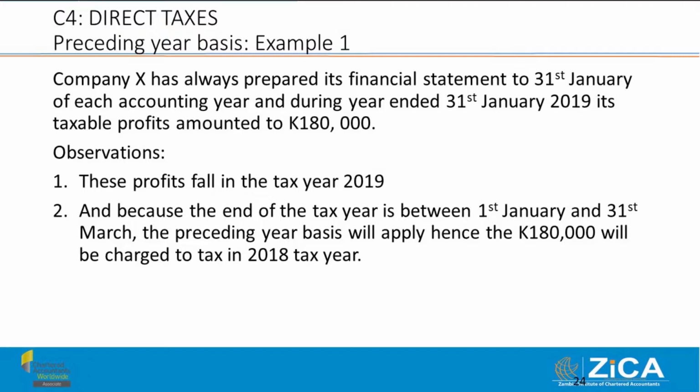Company X has always prepared its financial statements to 31st January of each accounting year. And during the year ended 31st January 2019, its taxable profits amounted to 180,000. Our observation here is that these profits clearly fall in the tax year 2019. And because the end of the tax year is between 1st January and 31st March, the preceding year basis will apply, hence the 180,000 will be charged to tax in 2018. That's what a preceding year basis is.